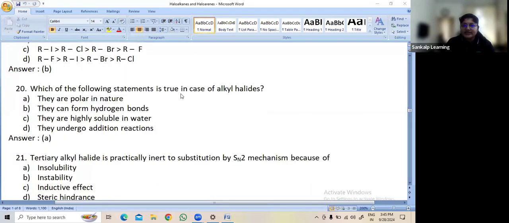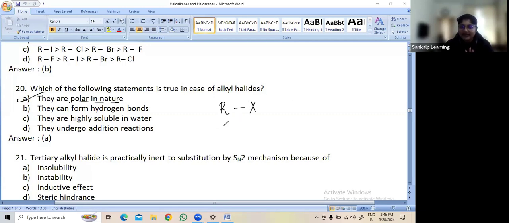Which of the following statements is true in case of alkyl halides? They are polar in nature, they can form hydrogen bonds, they are highly soluble in water, they undergo addition reaction. So alkyl halides. Now already the answers are given, okay? But you should understand. Now why is it polar in nature? So the answer is A. Why is it polar in nature?